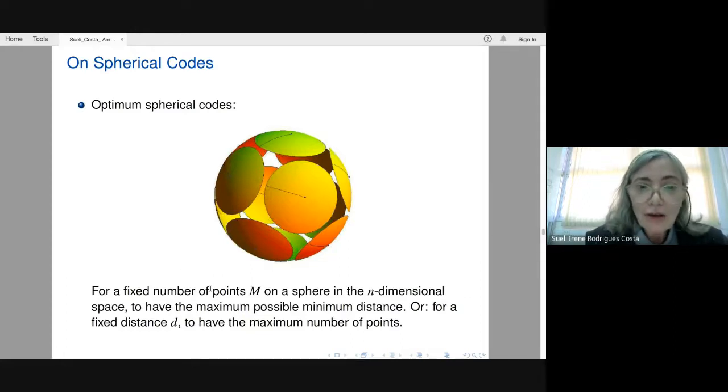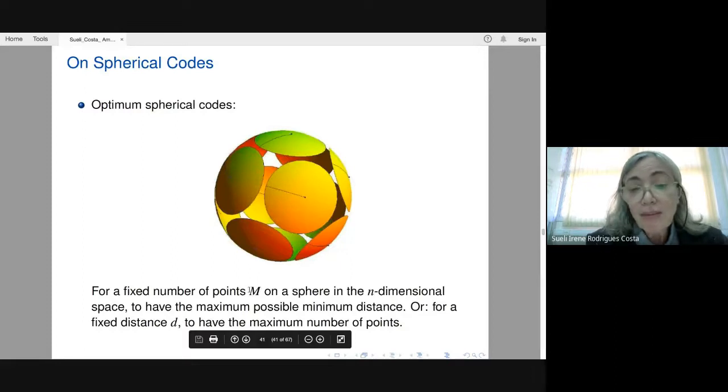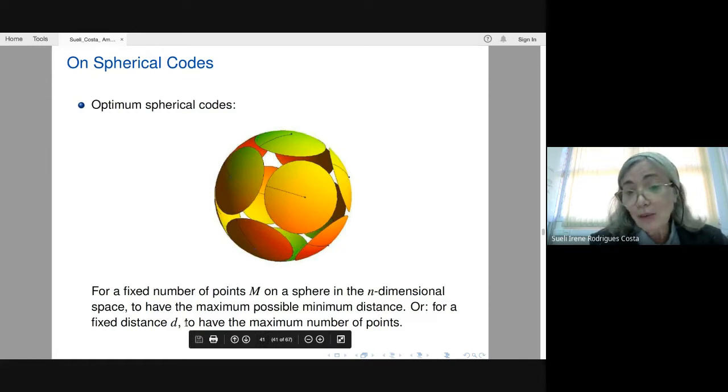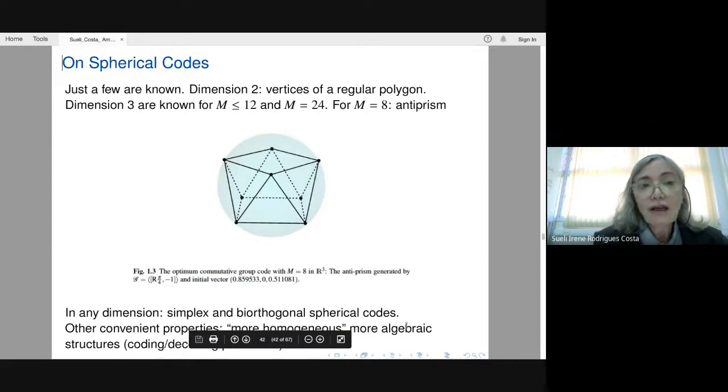Starting from the beginning. If you think about it, I want to place m points on a sphere in n-dimensional space in order to have the maximum possible minimal distance. Of course, it's easy to infer applications of this kind of problem, or the equivalent: given a distance d, if I need a code with a certain separation, to have the maximum possible number of points. So this is the problem of looking for optimal or good spherical codes.